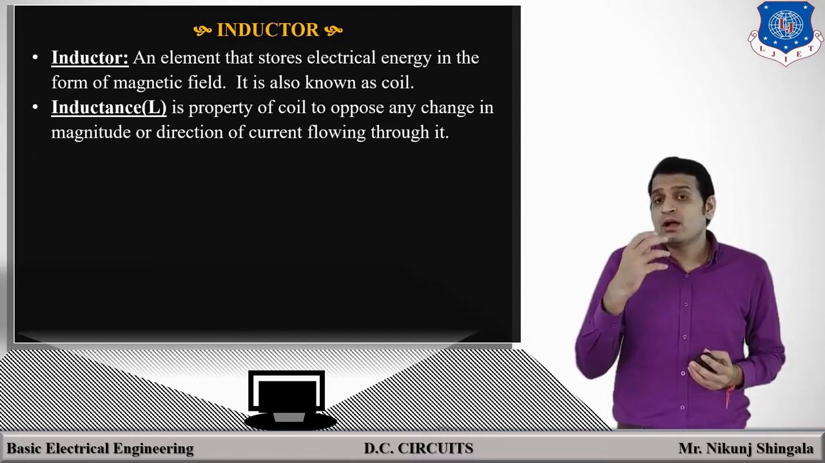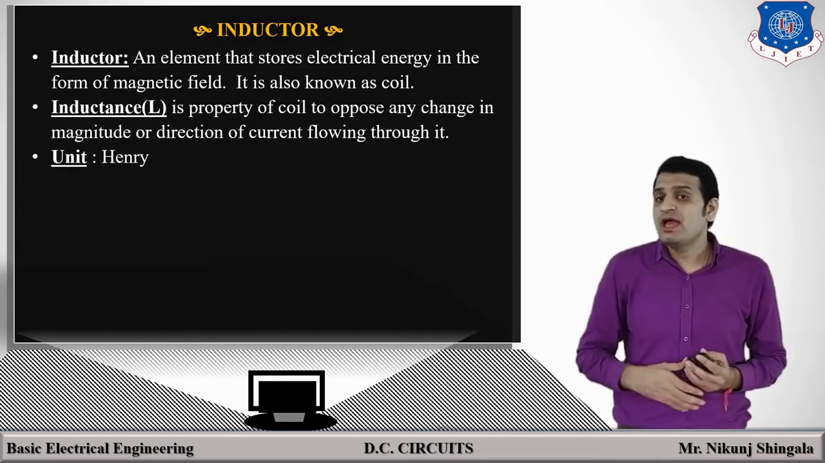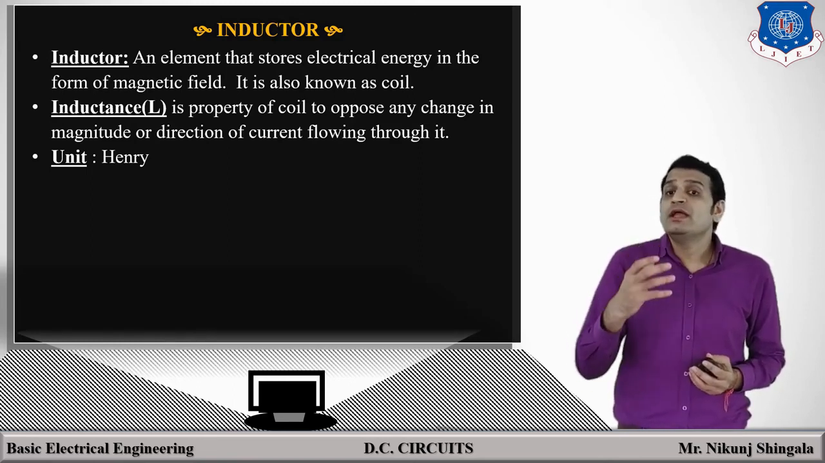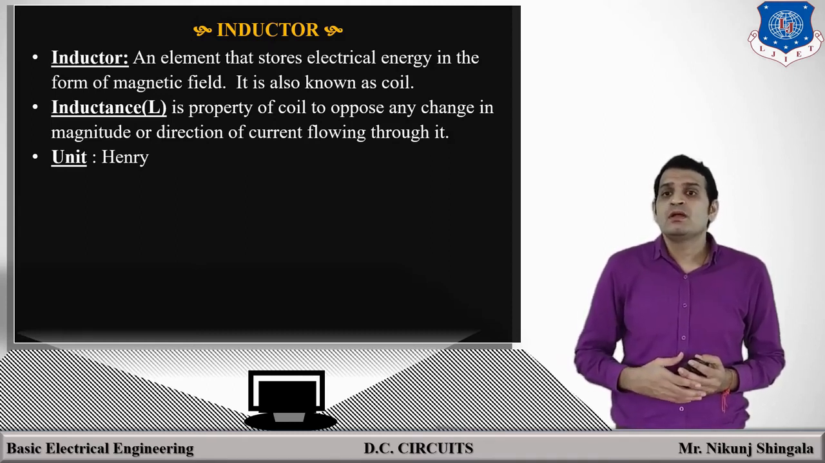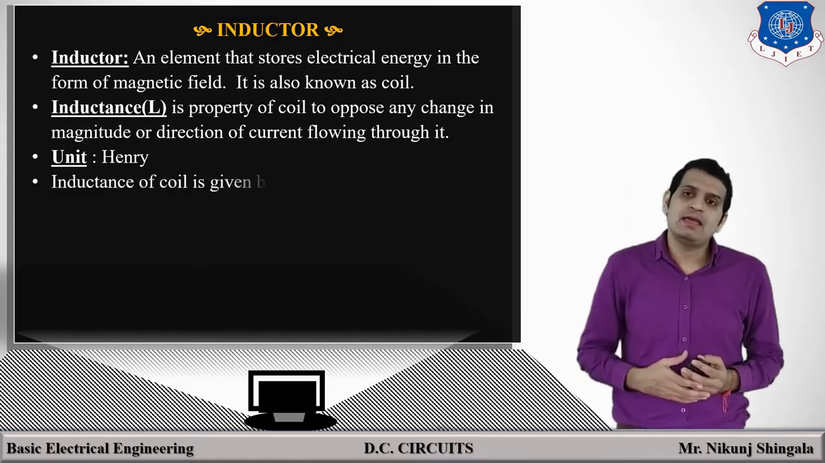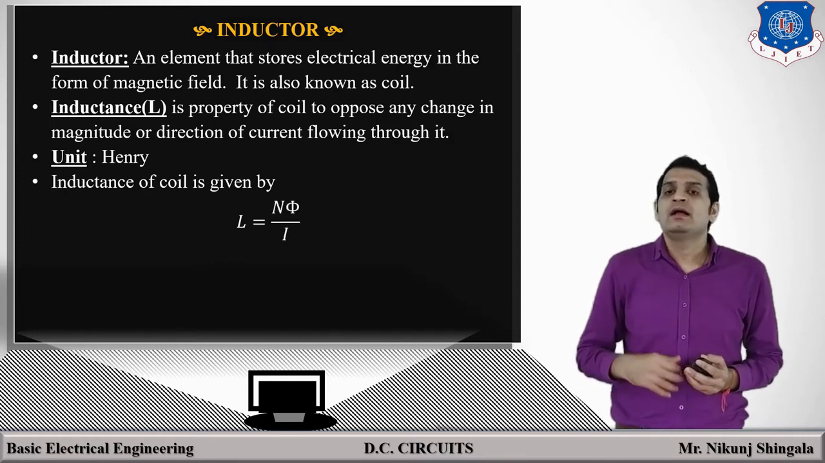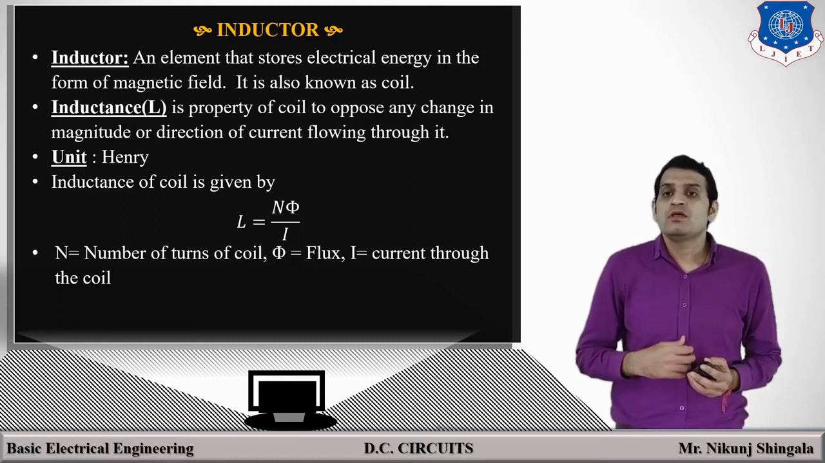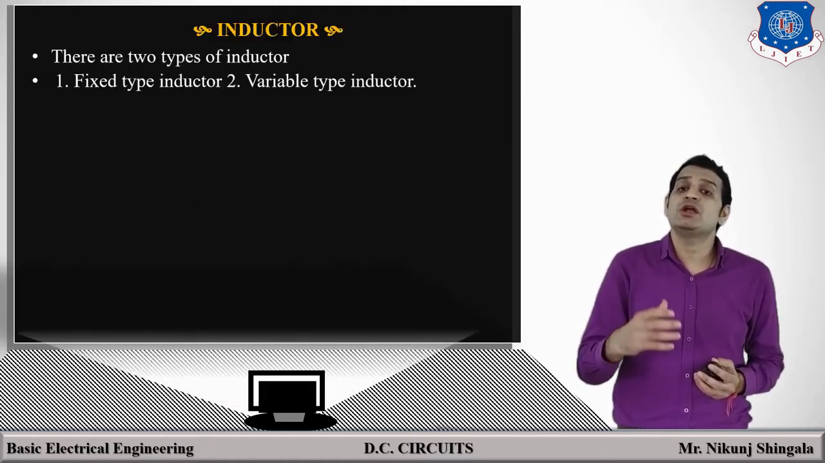When a varying current is applied to a coil or inductor, varying flux will be produced, and as varying flux is produced, EMF gets induced in the coil. The unit of inductance is Henry. It is also specified in terms of millihenry. Inductance of a coil is given by L is equal to N phi divided by I, where N is the number of turns of the coil, phi is the flux linking with the coil, and I is the current flowing through the coil. So inductance opposes any change in the magnitude or direction of the current flowing through it.